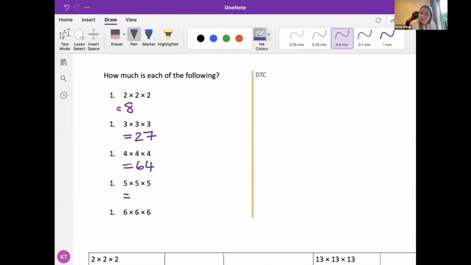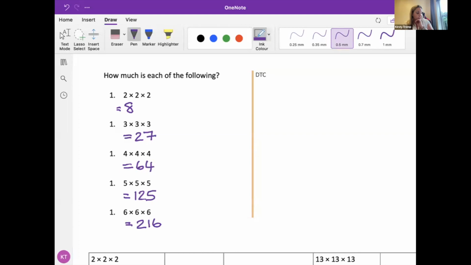Number 4, 5 times 5 times 5? 125. 125. That's great. And for the last one, number 5? I got 216. That is awesome. 216. Well done, Matthew. Matthew, would you like to walk us through any of the harder ones?